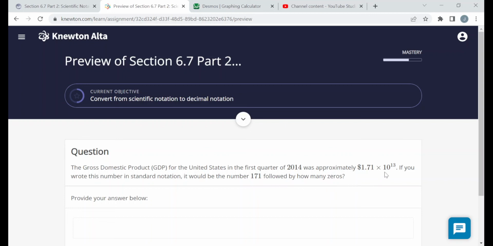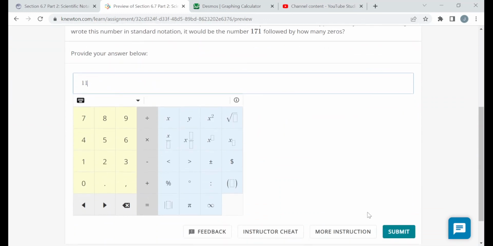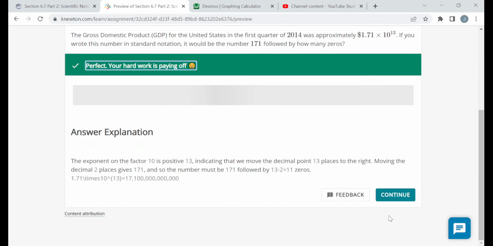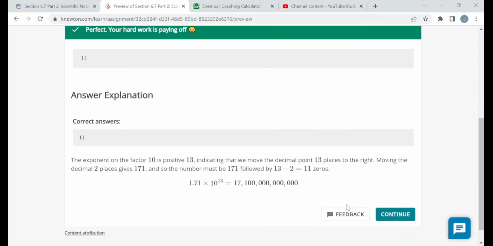Well, remember, 1.71 times 10 to the 13th tells me to move the decimal point to the right 13 places. So 1, 2, there's your 171, and then 11 more. I'd have 11 zeros after this, and that's what they're asking for. How many zeros would be after 171 if I move the decimal to the right 13 places? 171 followed by 11 zeros.